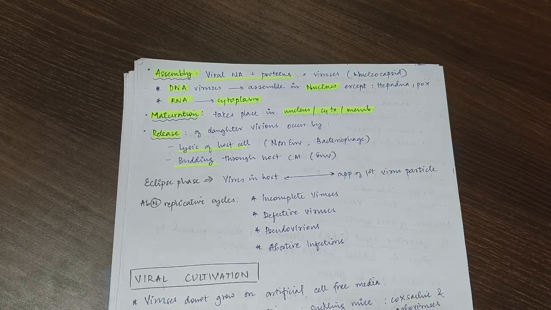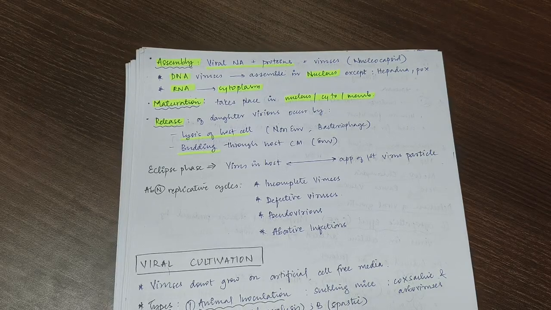Then there is something called the eclipse phase, which you are going to remember in viral replication. Basically, this phase represents the virus being in the host. From then on, you calculate the period until the appearance of the first virus particle formed. That phase where the virus is in the host and its first progeny appears, that difference is called the eclipse phase.